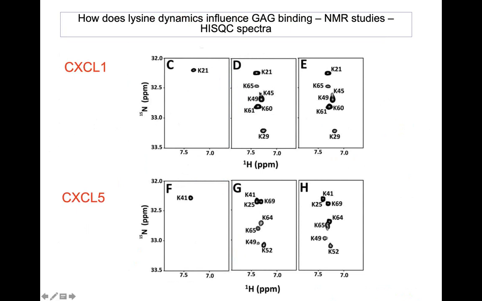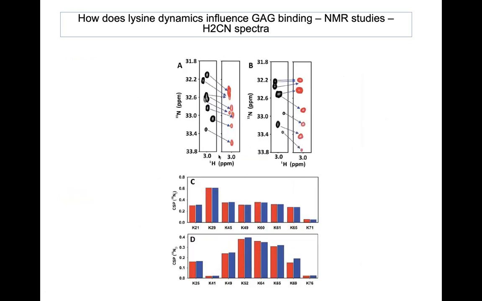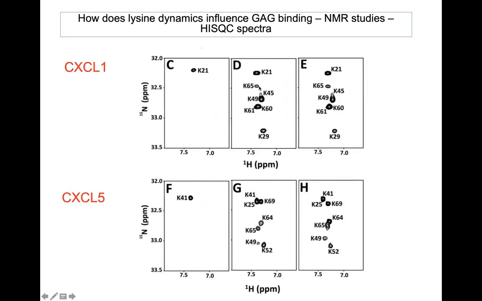So what happens is, once the lysine side chain NH3 binds to the GAG, they don't exchange. They're involved in ionic interaction. Because the exchange is substantially lowered, you can see the individual peaks. This is for a DP8 and this for a DP14. The very fact that we see these peaks tells us that these residues are involved in GAG binding.